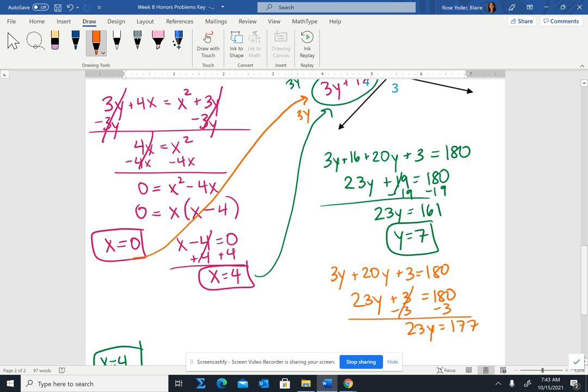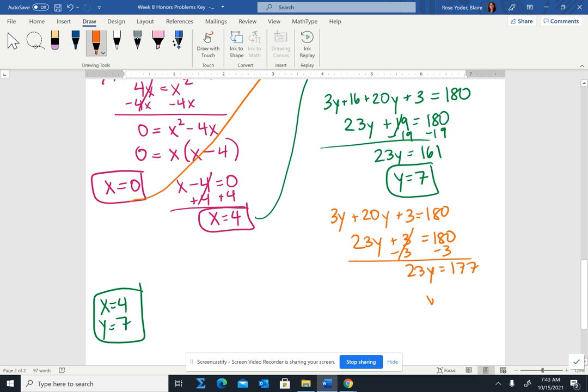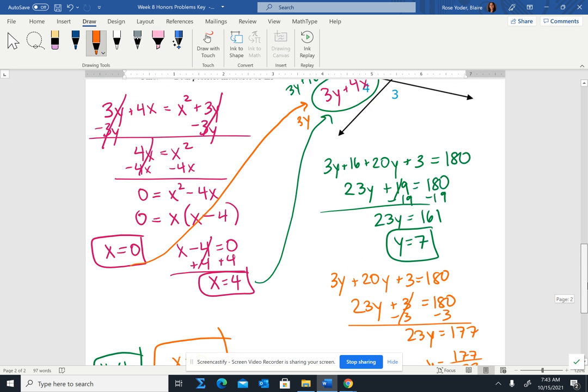Is 177 divisible by 23? Nope, we didn't get quite so lucky. So we could make it a decimal. I'm actually going to say let's keep it exact and do a fraction though. So when x is 0, y is 177 23rds. So those are our solutions for the system of equations, but then let's see what it asks us to find.